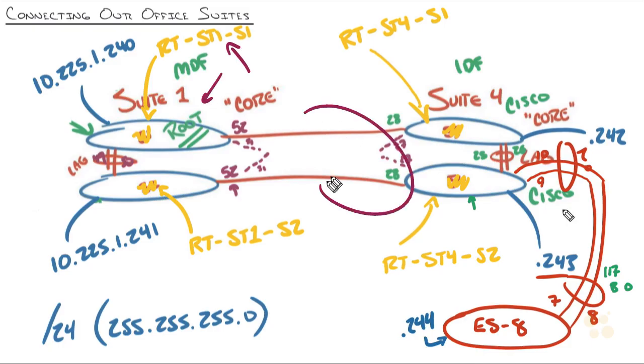In the roll of the dice of 5 different switches in the network, it happened to have the lowest bridge ID. We had a 20% chance and we won. But I want to show you what it looks like from a different switch's perspective. Let's take a look at this switch over here in suite number 4.